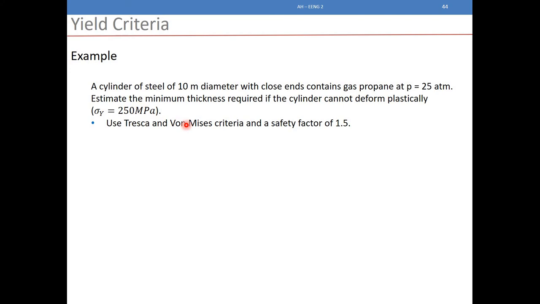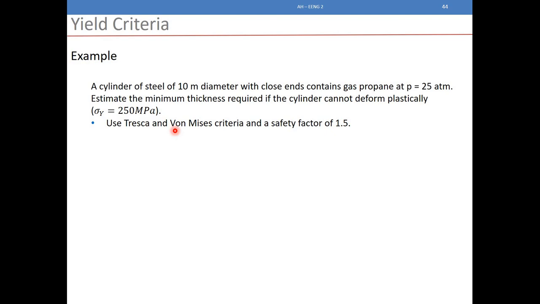We need to use the Tresca and von Mises criteria in order to check the minimum thickness that we need when we do the design of the cylinder. How thick should the cylinder be in order to prevent it from deforming plastically? We don't want it to deform plastically, so we use Tresca and von Mises. So how do we deal with this problem?